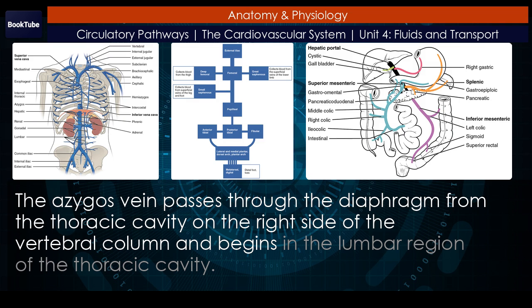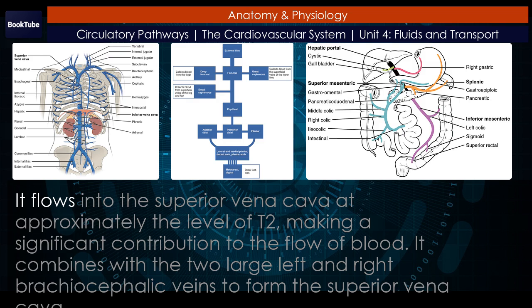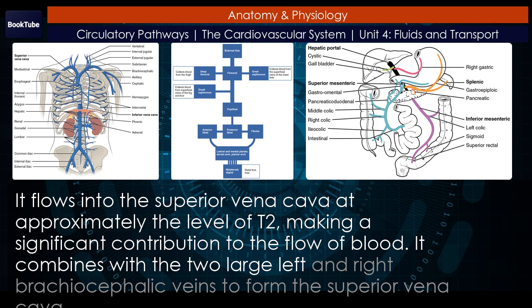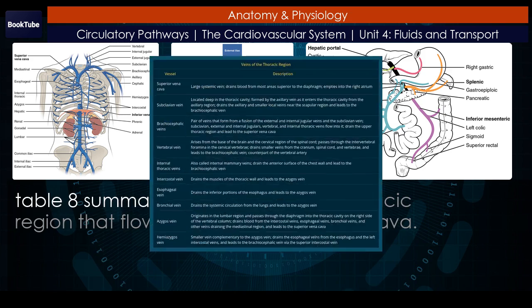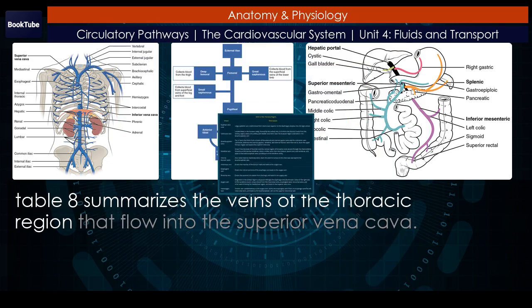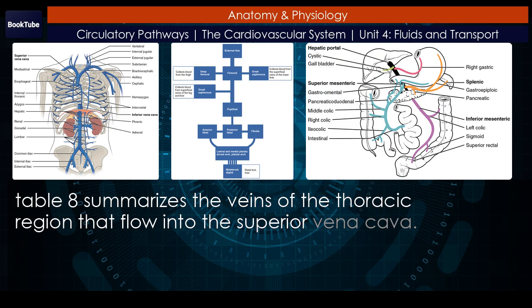column and begins in the lumbar region of the thoracic cavity. It flows into the superior vena cava at approximately the level of T2, making a significant contribution to the flow of blood. It combines with the two large left and right brachiocephalic veins to form the superior vena cava. Table 8 summarizes the veins of the thoracic region that flow into the superior vena cava.